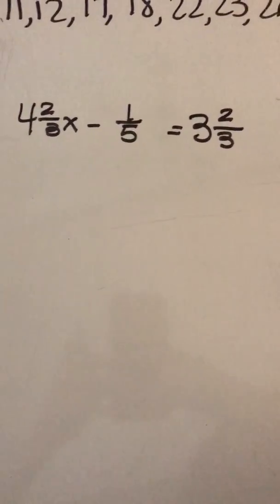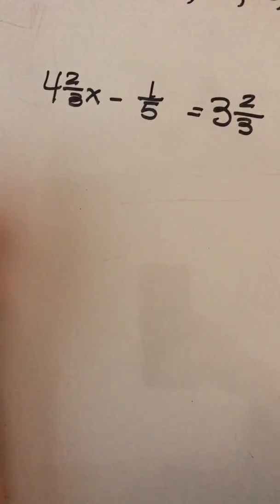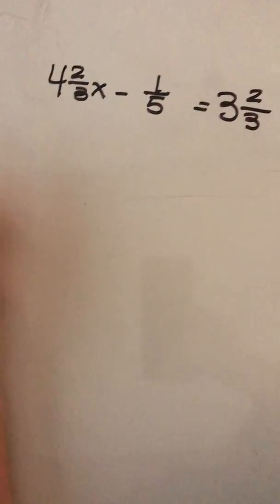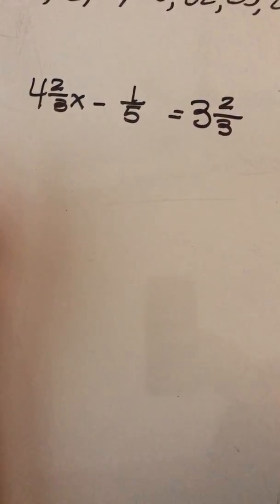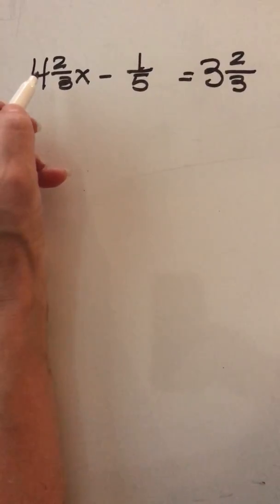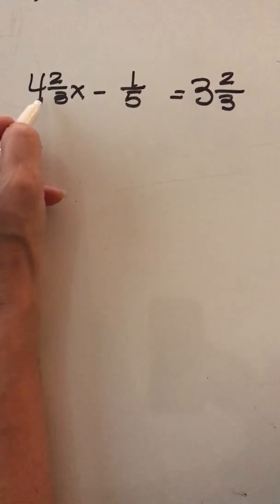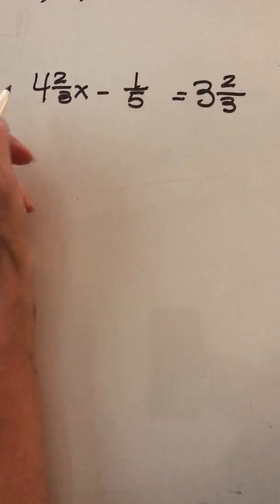This is part 3 of lesson 85. This is problem number 23 on page 357. It's mixed numbers. Before I do anything, I'm going to change them all to improper fractions.